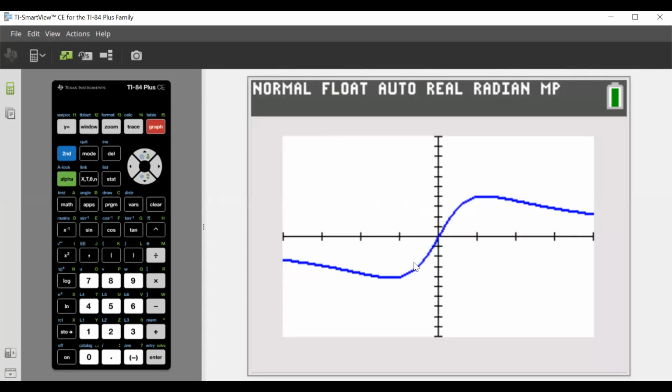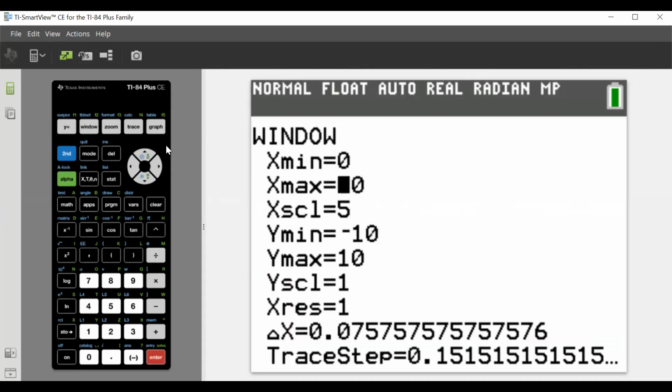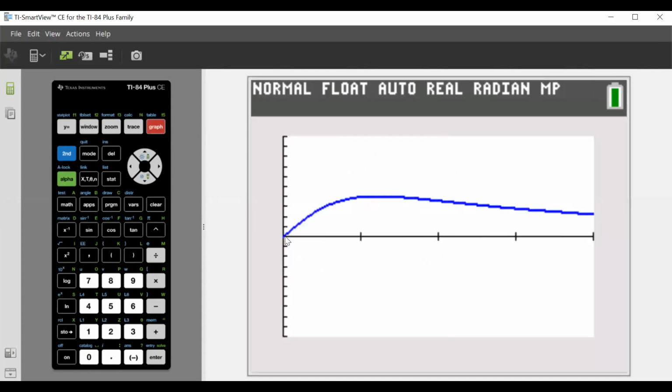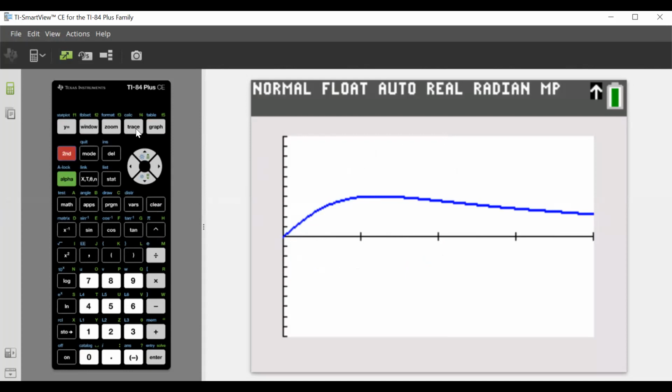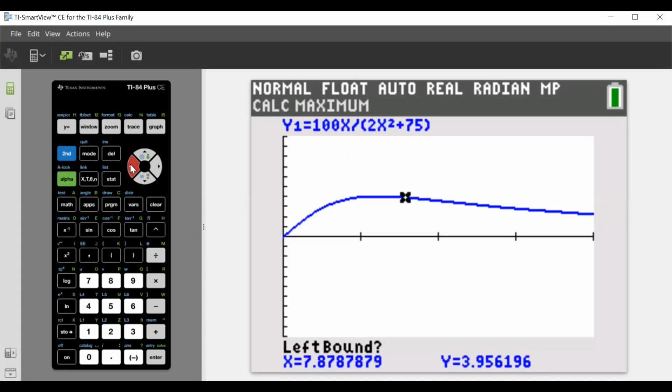Now, really, we don't even care about this part on the left. All we really care about is starting at x equals 0, because if we take a pill at time 0, it's going to go in, it's going to start increasing in our bloodstream, and then it's going to start decreasing with time. And so what we want to do is find that max. Well, we just hit second calc. We want max, so we want a 4. And then we just have to go over here. Let's say that's going to be our left bound. Let's call that our right bound. And so somewhere in here is going to be our max.